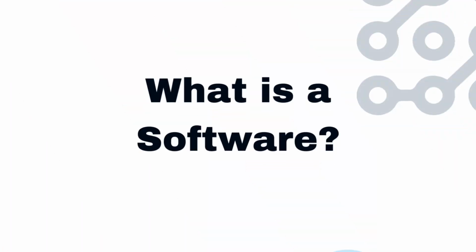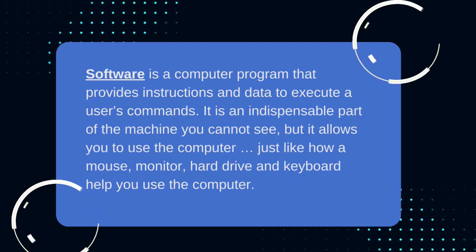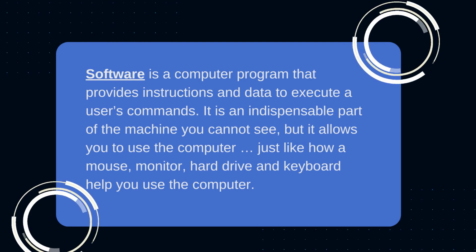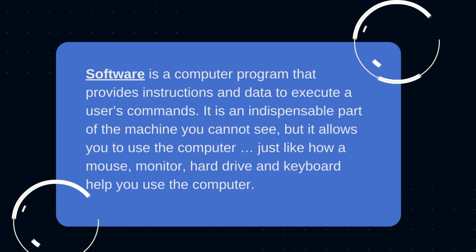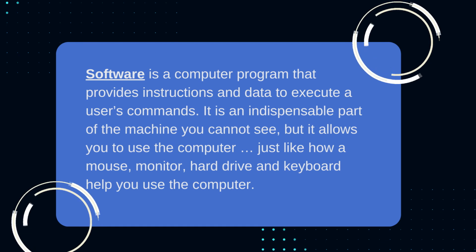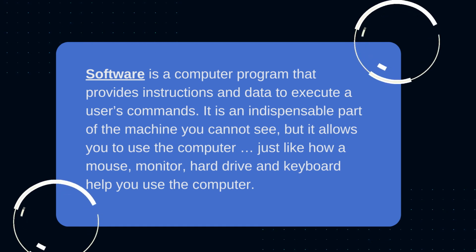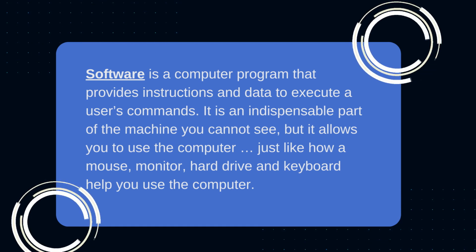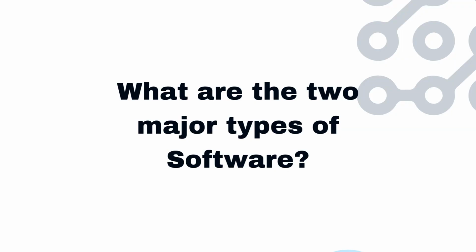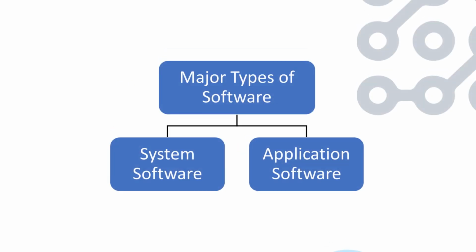What is software? It is a computer program that provides instructions and data to execute a user's commands. It is an indispensable part of the machine you cannot see, but it allows you to use the computer. Just like how a mouse, monitor, hard drive, and keyboard help you use the computer. What are the 2 major types of software? We have the system software and application software.